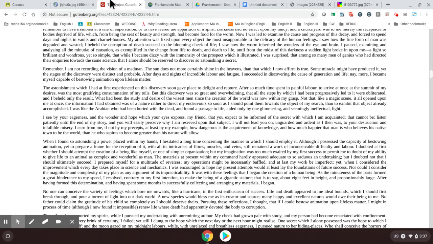So there's this kind of gross passage about two thirds of the way down the page where he says, "My attention was fixed on every object the most insupportable to the delicacy of human feelings. I saw how the fine form of man was degraded and wasted. I beheld the corruption of death succeeded to the blooming cheek of life. I saw how the worm inherited the wonders of the eye and brain." So literally, he's watching these maggots move through this dead body into the cavity of the skull where the brain and the eyes would have been.